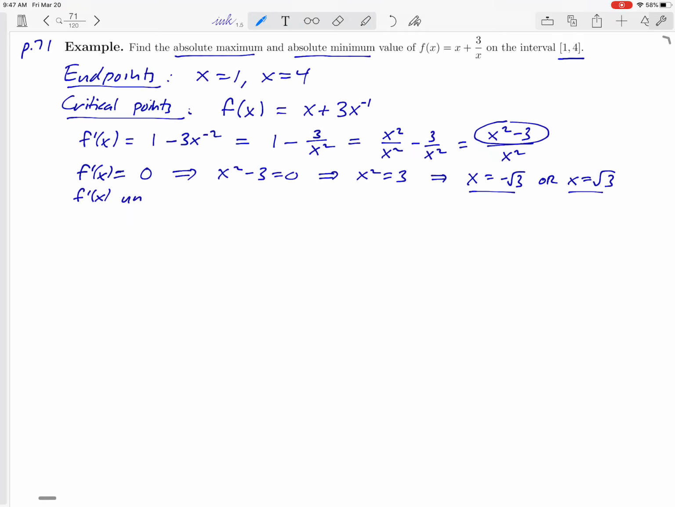Okay, two possibilities there. And then we could ask, where is the derivative undefined? That's the other place where we might have critical points. Well, that's going to happen when the denominator is equal to 0. So our denominator looks like x squared. And if we solve that equation by taking the square root of both sides, we're just going to get 0.